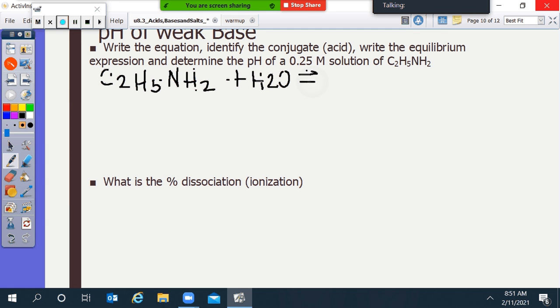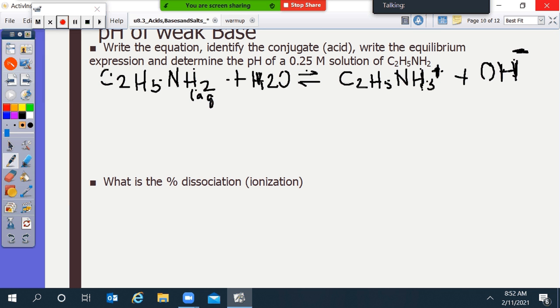It's going to accept a proton, so our product is going to be C2H5NH3 plus. And then the water is going to lose a proton, so it's going to become OH minus. Remember this is aqueous, this is liquid, and these are aqueous.